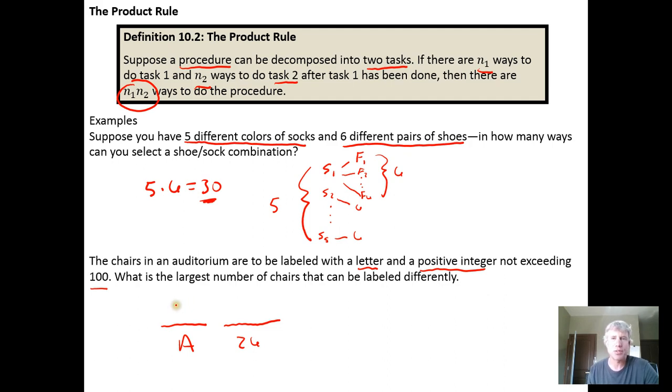And the first task is to select a letter. So if we assume we're working with the English alphabet, there's going to be 26 choices. And each of those 26 choices can be paired up with some number of integers. So we would need positive integers, so that means starting at 1. And then not exceeding 100 means we get to include 100. So there's going to be 100 integer choices. So we get 26 times 100 is 2600 ways to label chairs using a letter followed by a positive integer between 1 and 100.